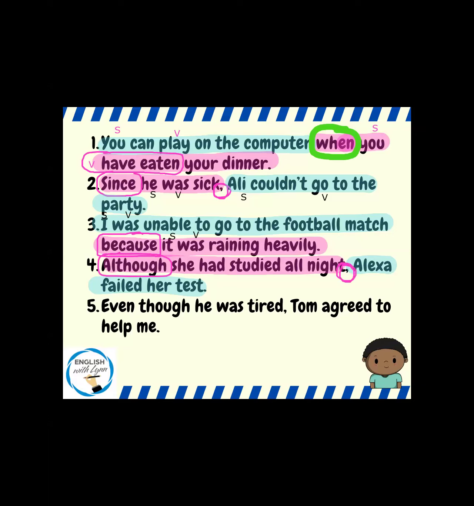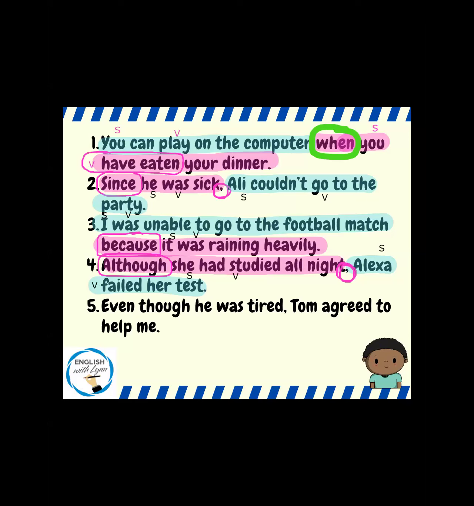And in terms of subjects and verbs, you can say, she is my subject. And again, had studied is my verb. And then in my main clause, my subject has a name. So Alexa is my subject. And unfortunately, she failed is the verb. She didn't pass the test. So that is the verb there.